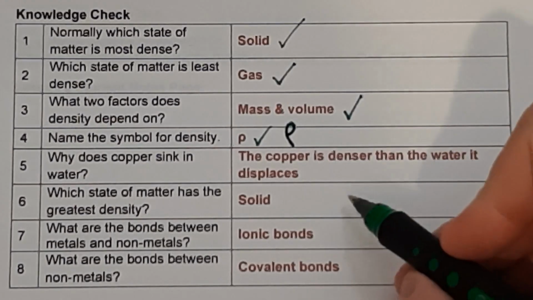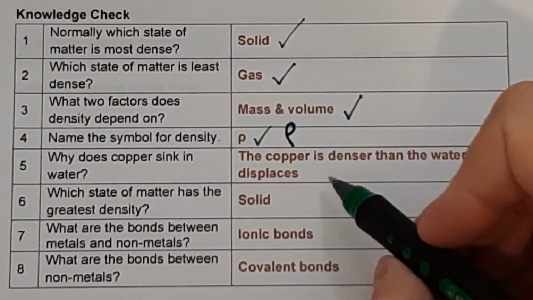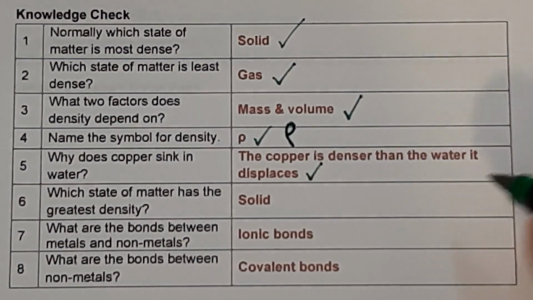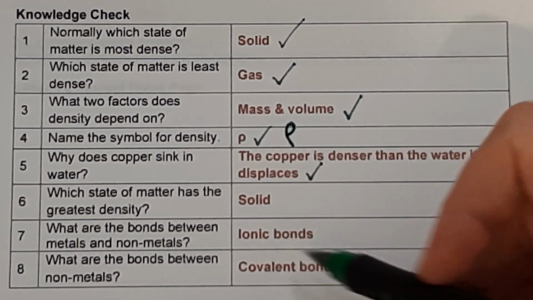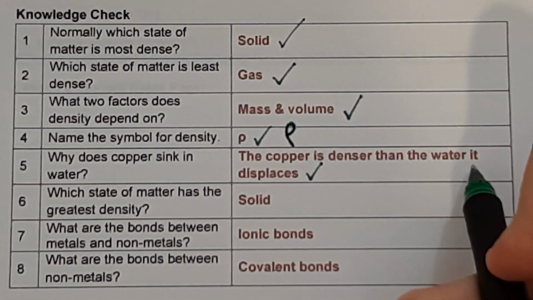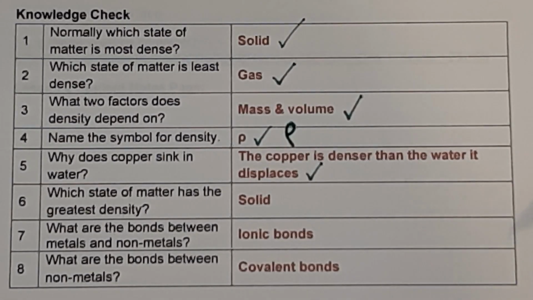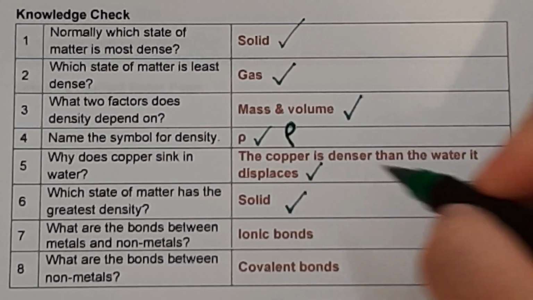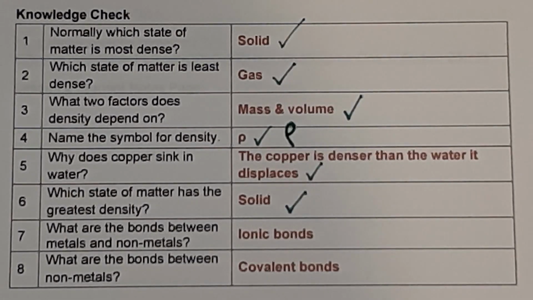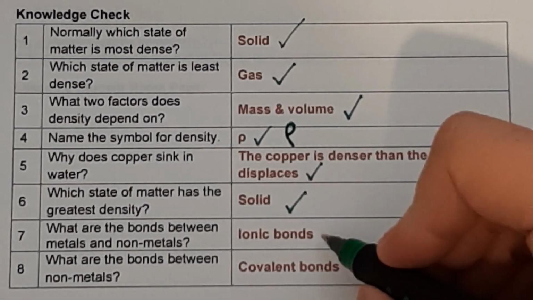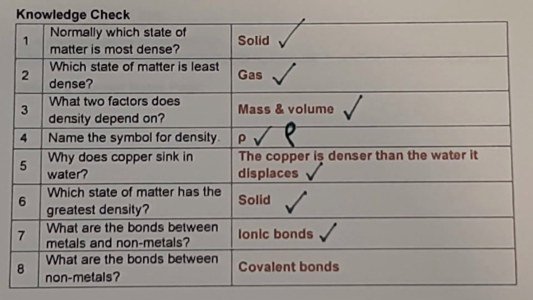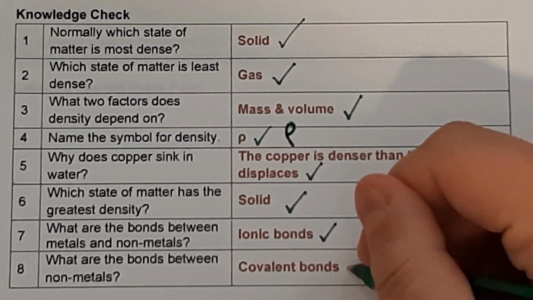Why does copper sink in water? That's because copper is denser than the water it displaces. If you've written heavier than the water it displaces, that's also acceptable. And if you've just written that copper is denser than water, that is also acceptable. So question 6, which state of matter has the greatest density? Well, solid. What are the bonds between metal and non-metals? Those are ionic bonds. What are the bonds between non-metals? That would be covalent bonds.